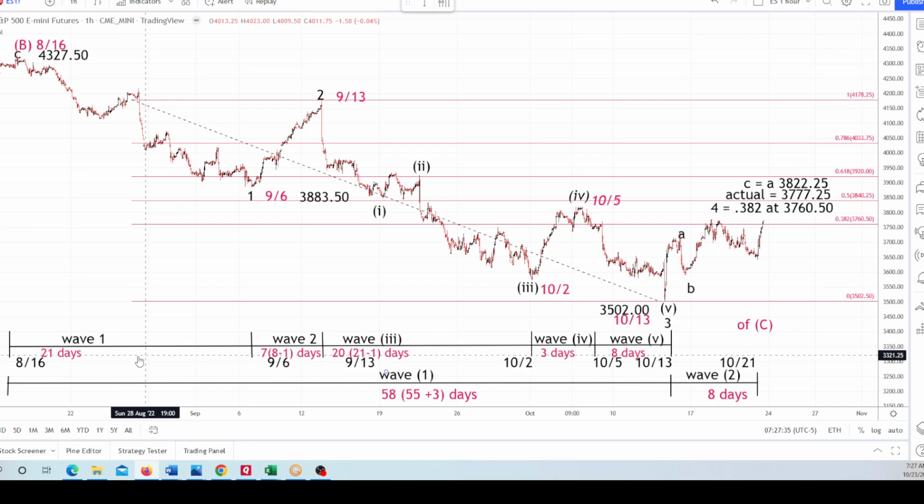Wave 1 was a Fibonacci 21 days. Wave 2 was 8 minus 1, or 7 Fibonacci days. The same, 1 day off, on the internal wave 3 right here. Okay. Wave 4 was Fibonacci 3 days. Wave 5, 8 days. And the larger wave 2, 8 days. Okay, we got a turn date coming up.